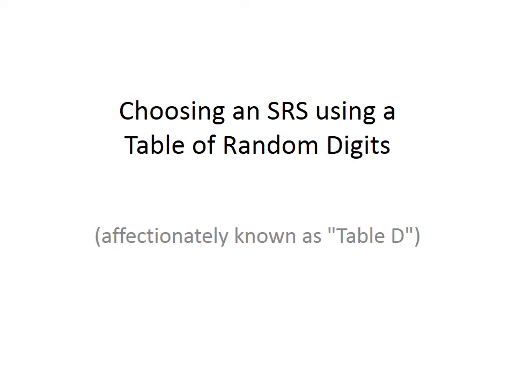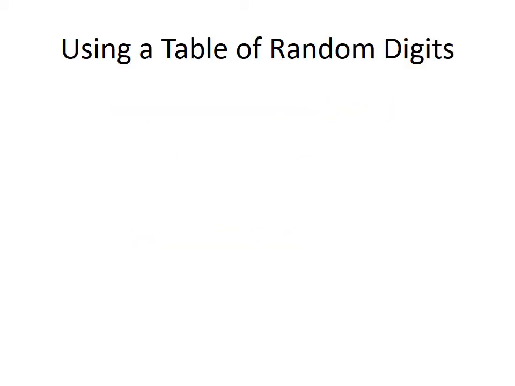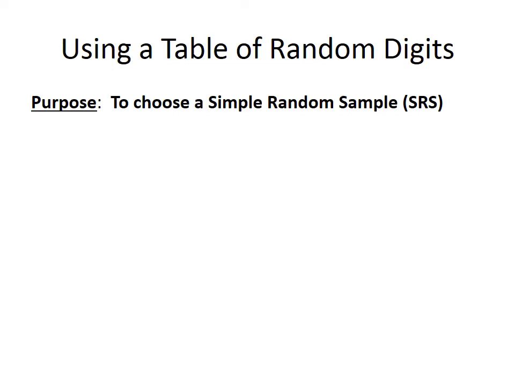Hello. Today I'm going to talk to you about how to choose a simple random sample using a table of random digits. In your textbook, this is found in table D. Again, the purpose of using the table of random digits is for us to be able to choose a simple random sample. And this table is organized in such a way that it will lead to a simple random sample every time as long as we use it correctly.